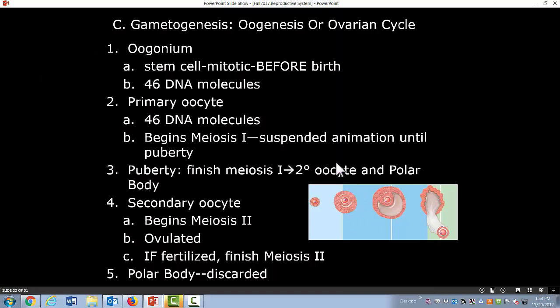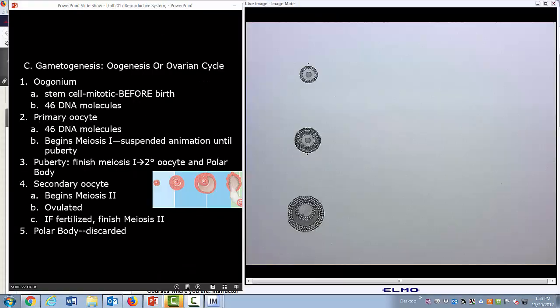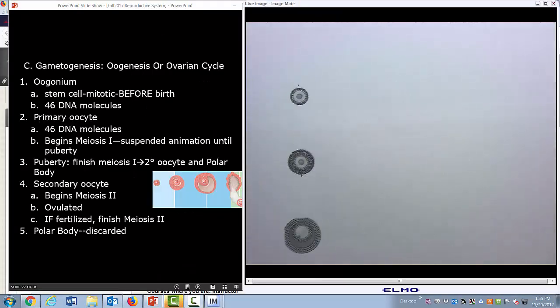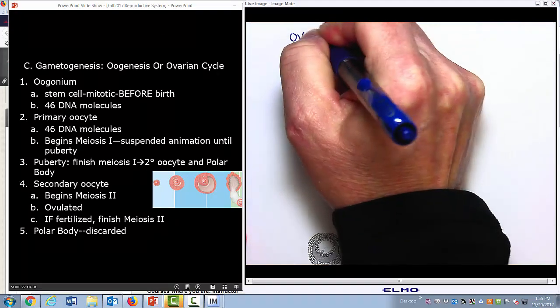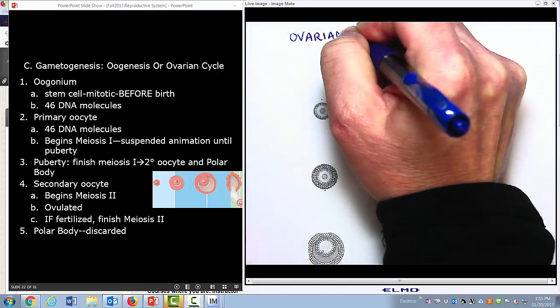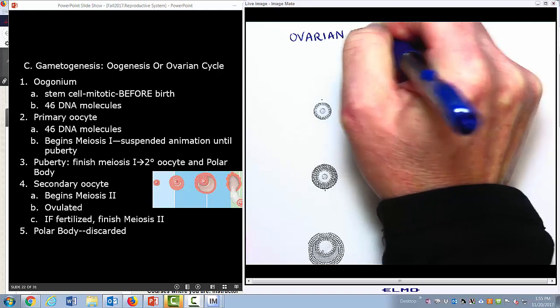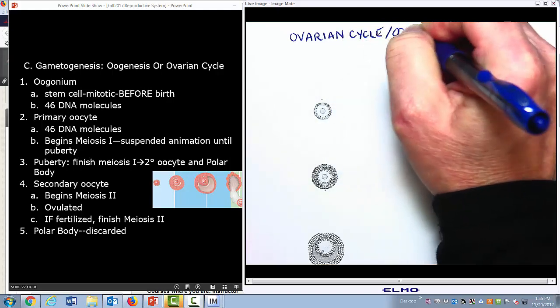Now you have a diagram included in your lecture notes, and so I'm going to open up my other window here and get that set up. Just a moment. Okay, so we are going to be talking about the ovarian cycle, or oogenesis.